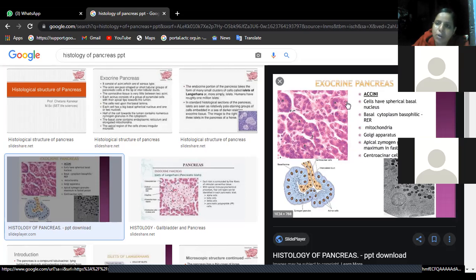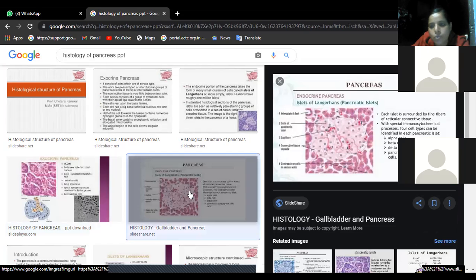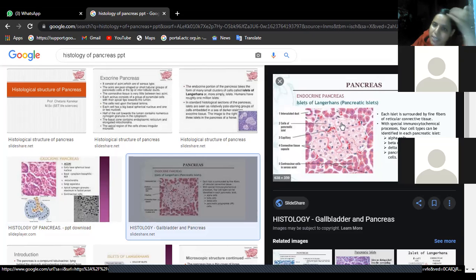Once you draw the exocrine part of the pancreas, we should also know the endocrine part. The endocrine part of the pancreas is made up of islets of Langerhans. These islets will have alpha cells, beta cells, delta cells. These cells are specialized to secrete various hormones: alpha cells release glucagon, beta cells release insulin, and delta cells release somatostatin. These hormones maintain blood glucose homeostasis. That's what you are supposed to draw for pancreas.